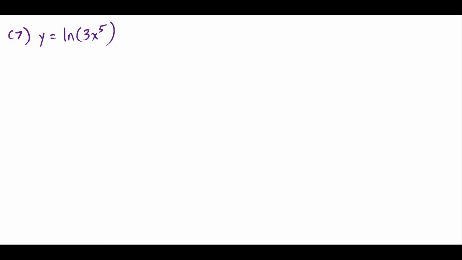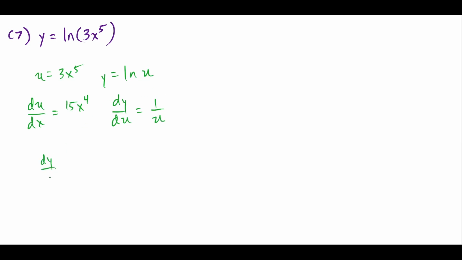So for the seventh question, there's actually a really nice way to do this, but I'm just going to show you method 1 first. The safest way to do this, once again, is to let u equal 3x to the fifth, and then you make this substitution. You have y equals natural log of u. So then when you calculate du dx, this is going to be 15x to the fourth power, and then dy du is going to be 1 over u. That's our derivative of natural log u.